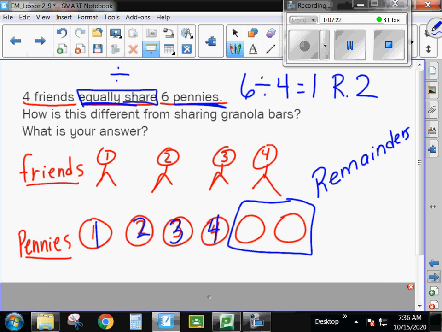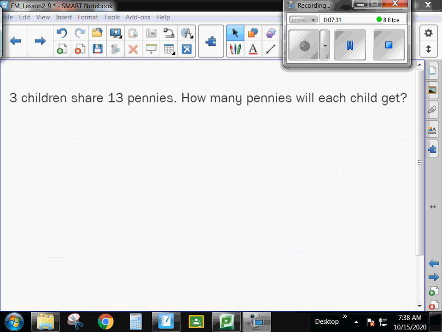And we're going to learn how to write division number models with those remainders, okay? That R stands for the word remainder. All right, so let's look at this next problem. I want you to go ahead and draw a picture of what this problem is about. It says there are 3 children and they share 13 pennies. How many pennies will each child get? Again, because we are sharing, we know that this is going to be a division problem. So I want you to draw a picture, find the answer, and see if you can write a number model. Pause the video.